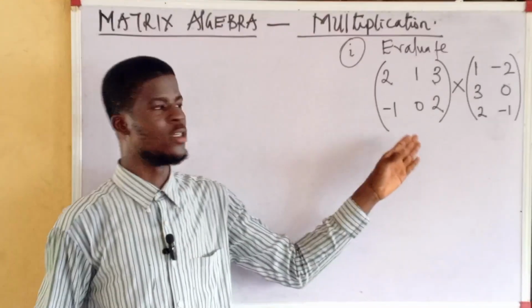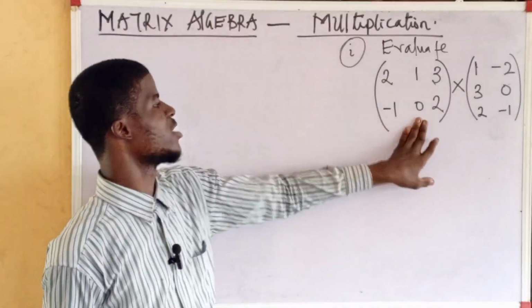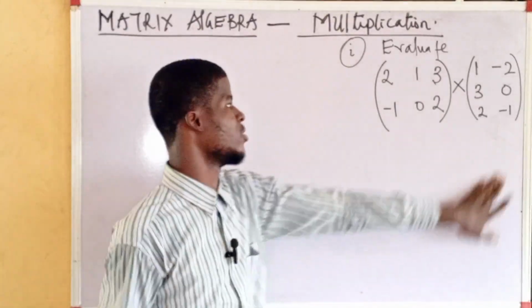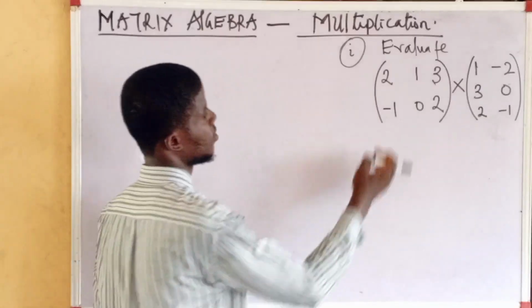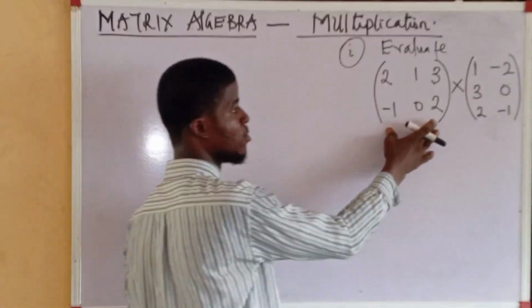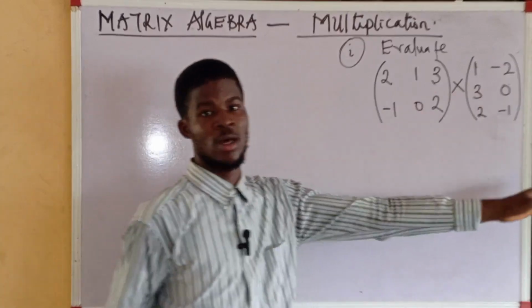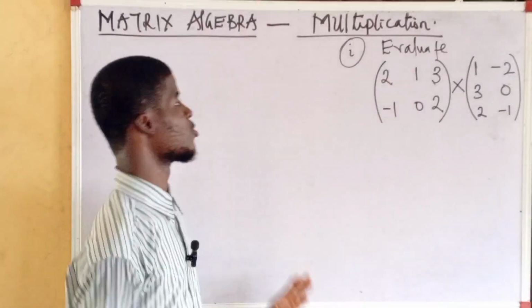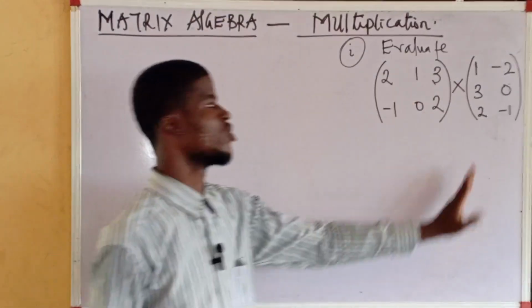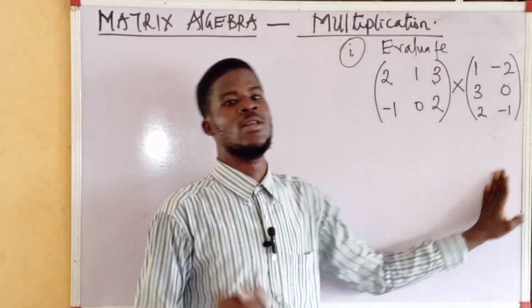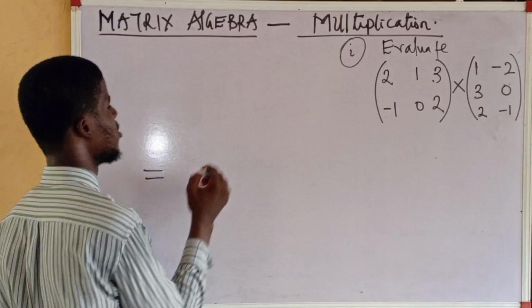All right. I want to evaluate this. I want to multiply this matrix by this other matrix. Looking at it, 1, 2, 3. We have 3 columns here. 1, 2, 3. We have 3 rows for the second matrix. So the number of columns of this matrix equals the number of rows of the second matrix. Then these two matrices can be multiplied. Here is the product.